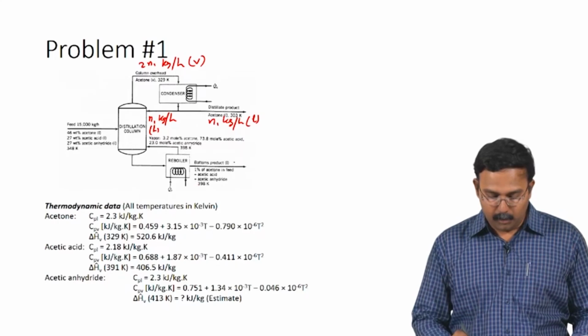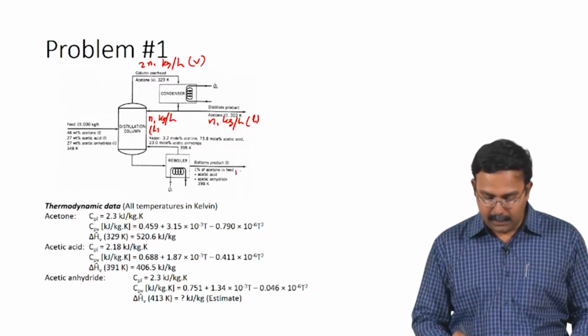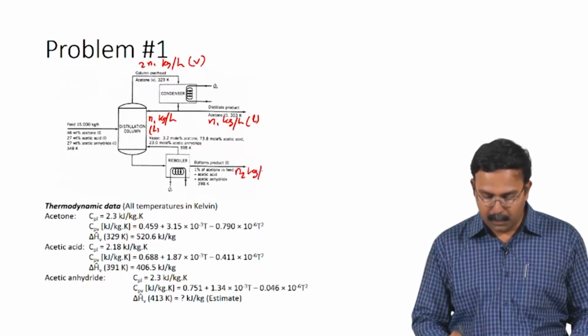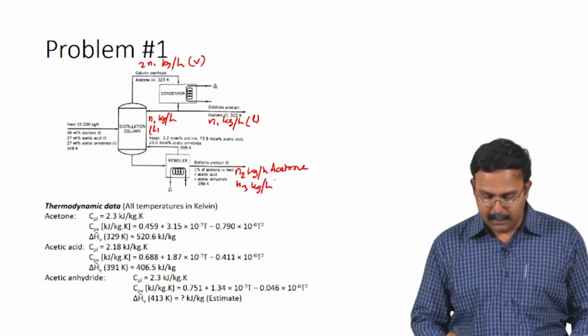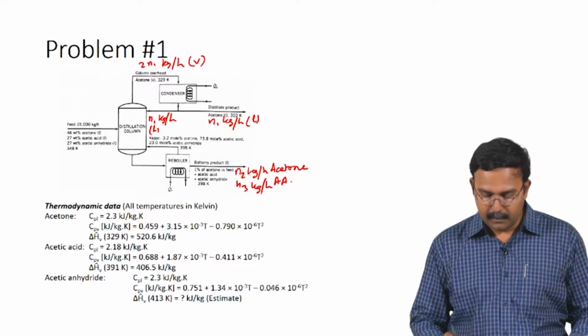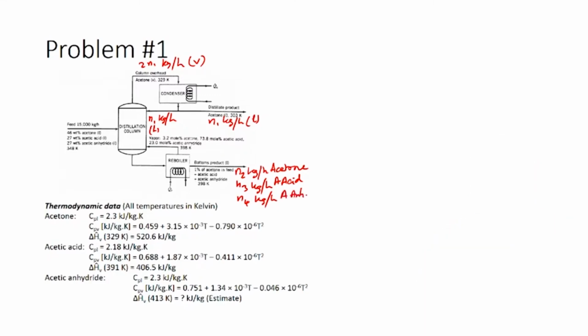So let us call this as contains N2 kilograms per hour of acetone and N3 kilograms per hour of acetic acid and N4 kilograms per hour of acetic anhydride. So these are the mass flow rates of these components which are leaving the system through the bottoms product. Now let us perform the required material balance calculations.